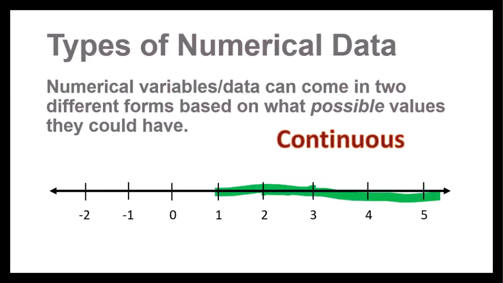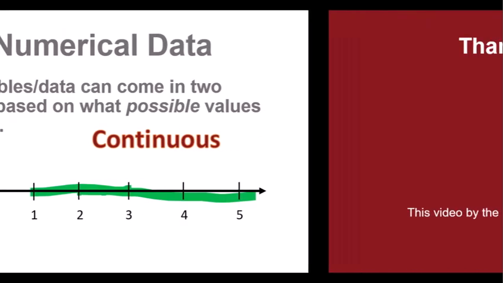And continuous is a range of possibilities allowing for the possibility of any number on the number line within a particular spread. That's it for this video.